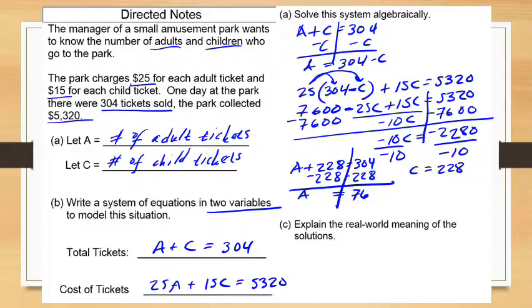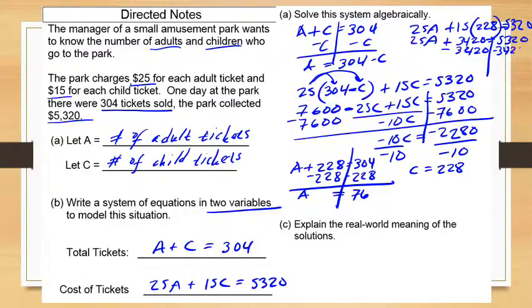Again, I've got to go back to my other equation as well, just to double check. I know space is tight. So I'm going to plug in 25A plus 15 times C, which I think is 228, equals 5,320. And so I have 25A plus 15 times 228, which would give me 3,420, equals 5,320. Subtracting from both sides, I get 25A equals 5,320 minus 3,420, which is going to get me to 1,900. And now I'm going to divide each side by 25. So A is going to give me, hopefully, the same answer as before, 76.